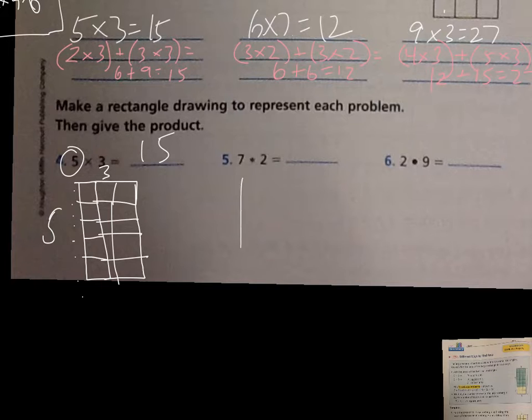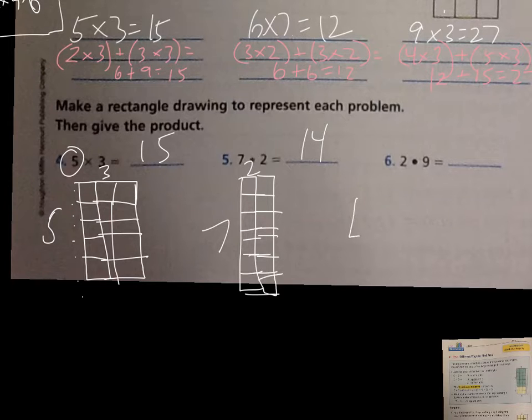Alright, so hopefully you started with 7 up and down. 2, 3, 4, 5, 6, 7. It doesn't have to be perfect. And 2. It's pretty simple here. These should all be straight lines, but I'm not the greatest drawing with the stylus here. So I have a 7 by 2. So 7 times 2 equals 14.